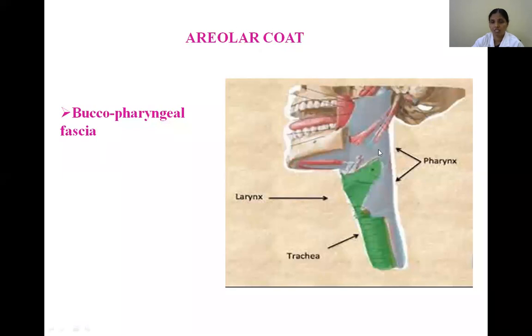So what happened here? This areolar coat is just a loose areolar tissue, covering as a thin layer. But as it approaches the buccinator, it is thickened, where it forms the buccopharyngeal fascia. So above it is attached to the base of the skull, whereas below it extends up to the cricoid cartilage. The level of the cricoid cartilage means up to the esophagus.